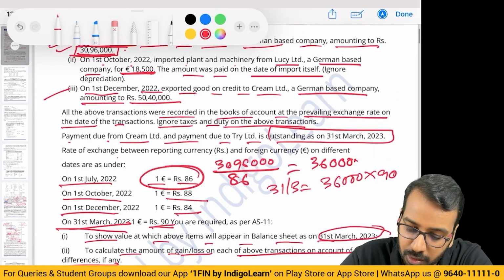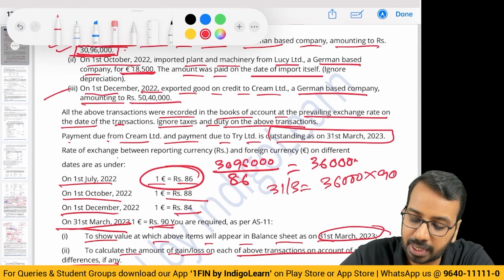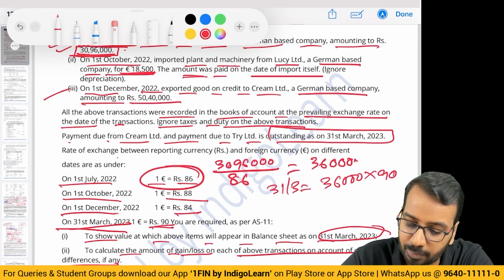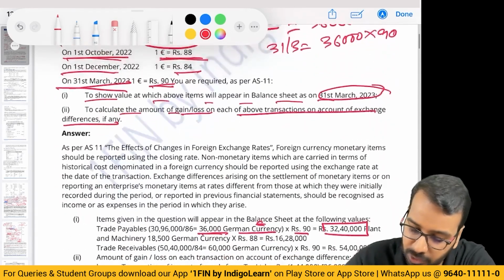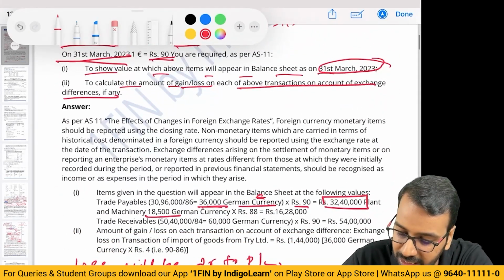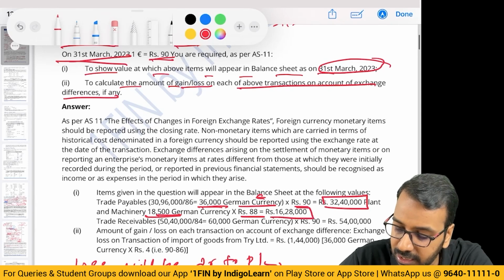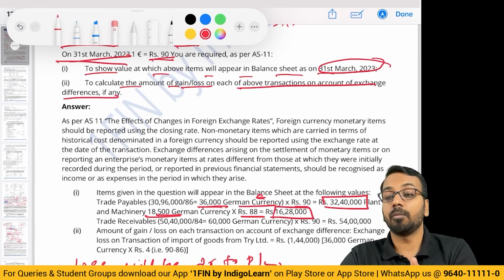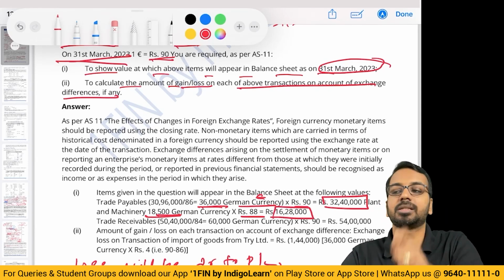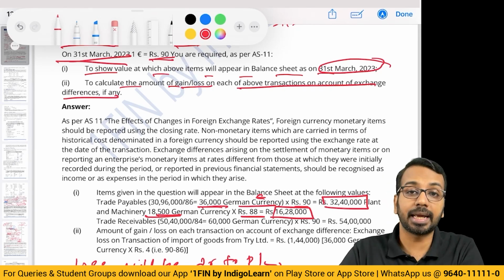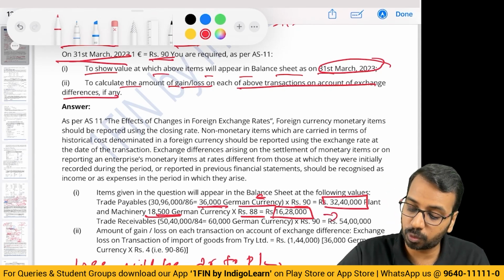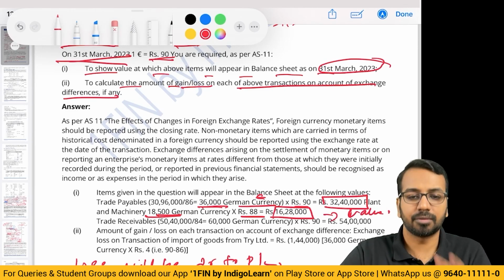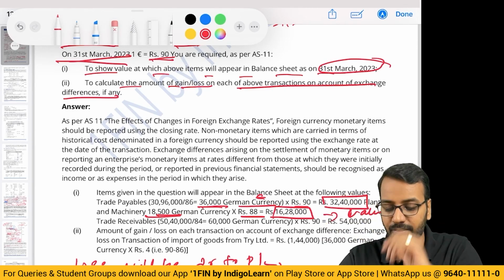Second, on 1st of October, imported plant and machinery for 18,500, amount was paid on the date of import. 1st of October 18,500 into 88. So the plant and machinery will be shown at 18,500 into 88, 16,82,000. Now, will we restate this? See, this is a non-monetary item. Non-monetary item is not restated. It will be shown at the same value itself, of course subject to depreciation, they have not given us information.